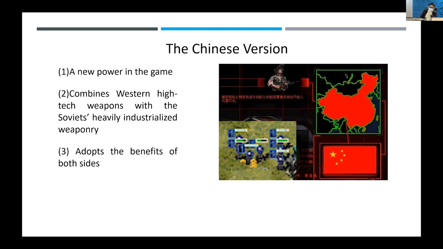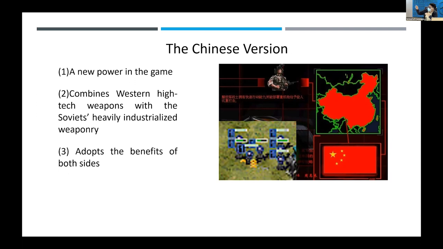Okay, so what does the Chinese version provide us? Comparatively, in the Chinese version, China was incorporated into the game and portrayed as a new superpower, more powerful than the US and the USSR. More significantly, China has solid troops and combines Western high-tech weapons with Soviet heavy industrialized weaponry.